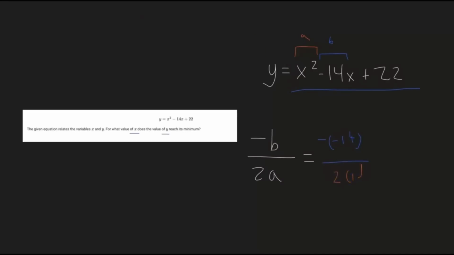And so therefore, we will get the following. We will get, change to green, we'll get 14, right? Because a negative of a negative is going to be positive, over 2. And so 14 over 2 is going to be 7. And so 7 will be our x-coordinate of the vertex. And we know the vertex here represents the minimum, where y will reach its minimum. The smallest solution to the equation.